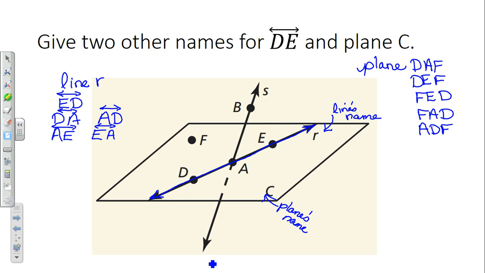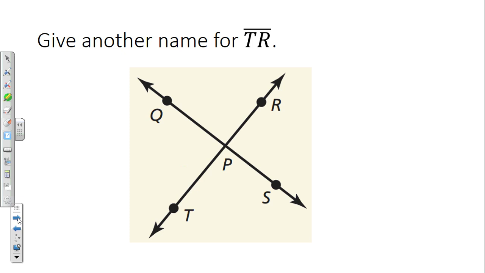Questions on this one? Okay, so next. Let's look at our next block on our notes sheet. And now it wants to know another name for, what does this symbol mean?